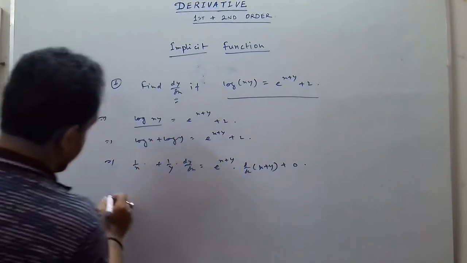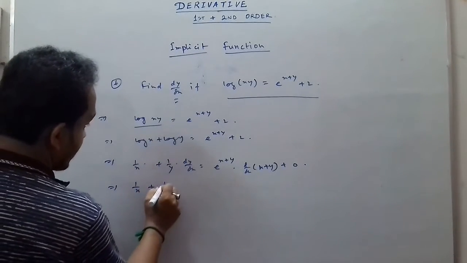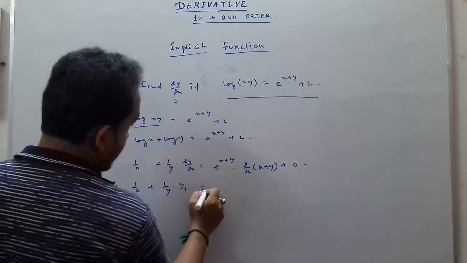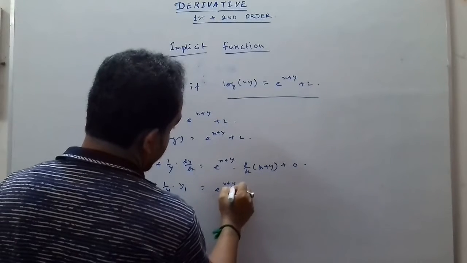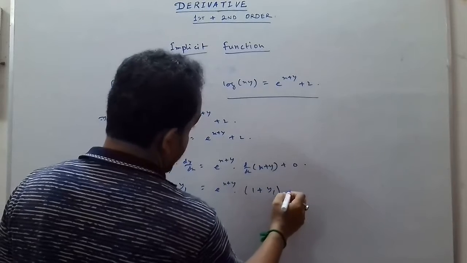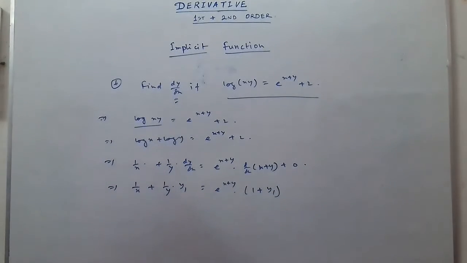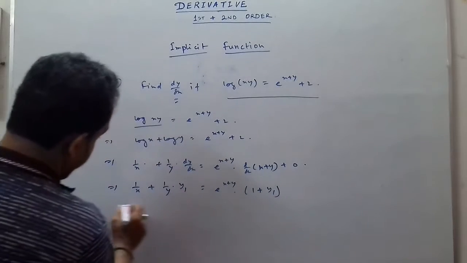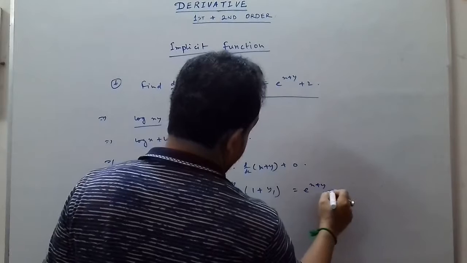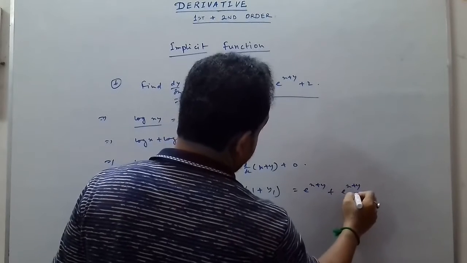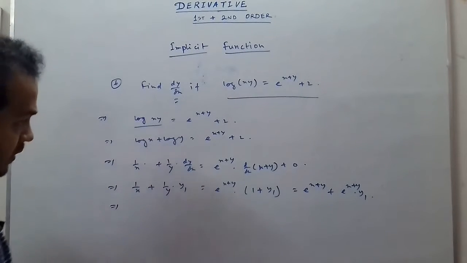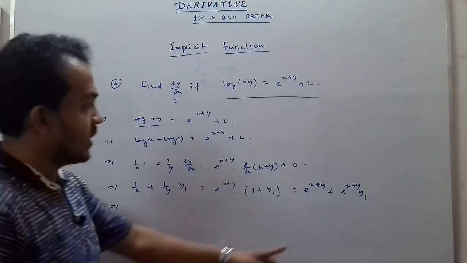is equal to 0. Now 1 over x plus 1 over y into dy by dx, that is y1, is equal to e power x plus y into, here we find 1 plus y1. So multiplying on the right side, we will get e power x plus y plus e power x plus y into y1. Now we have to find out dy by dx, that is y1.